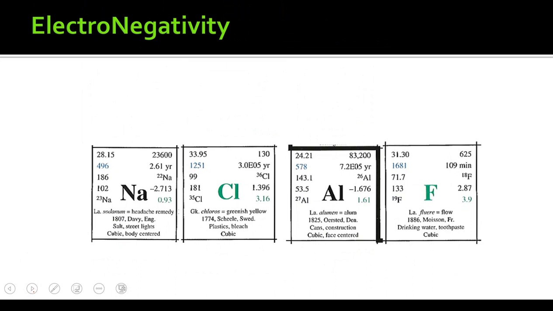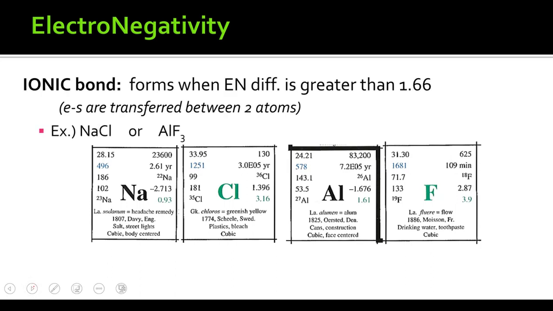Okay. We use electronegativity then to determine what sort of bond is going to form between two elements. So electronegativity is used to determine bond type. The first kind of bond that you've probably heard of before is an ionic bond.